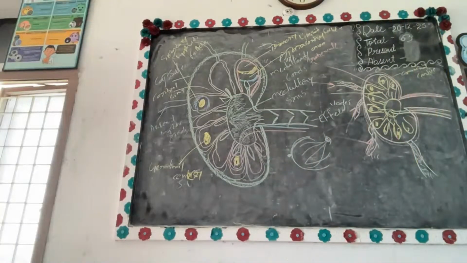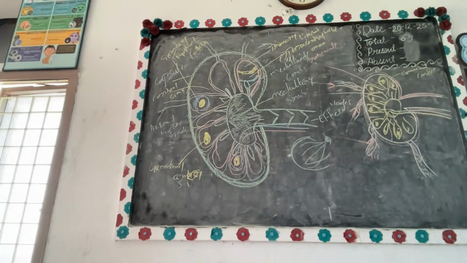Next, we discuss the spleen. Now turn your pages to 5.10. What is the shape of the spleen? It is a wedge shape.